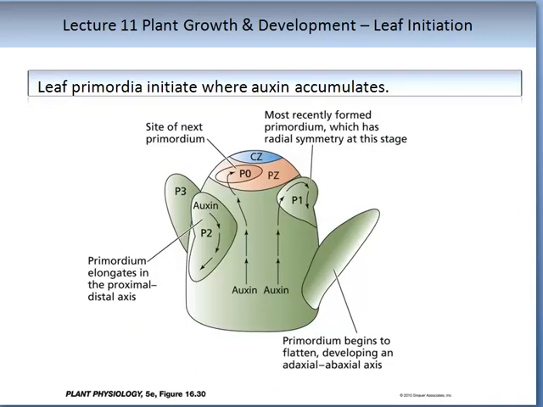It will be no surprise for you to hear that leaf primordia initiate where auxin concentrations accumulate. The image on the slide shows a visualization of auxin accumulation, the site of primordia cell division, and how the order of primordia division is correlated to the auxin concentration. As auxin concentrations increase, the primordia elongates.